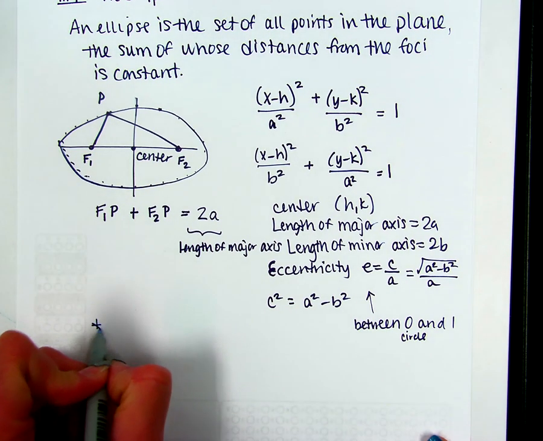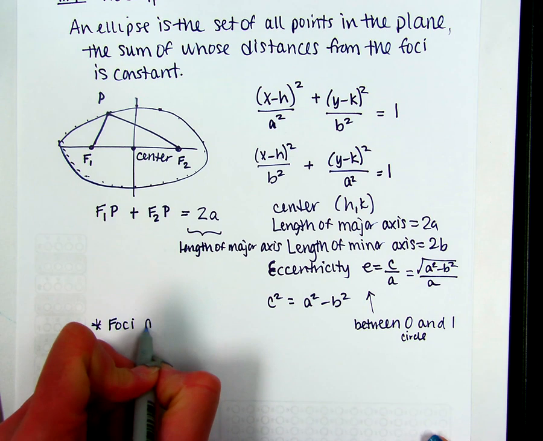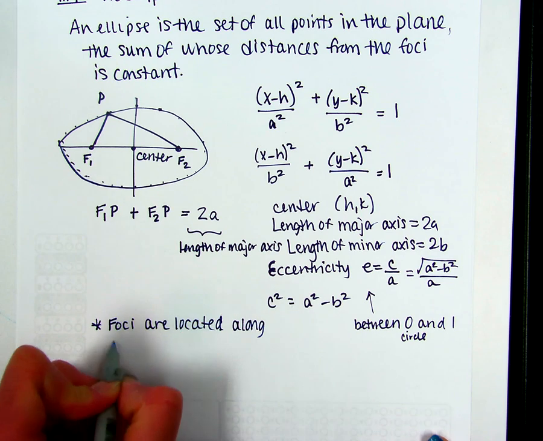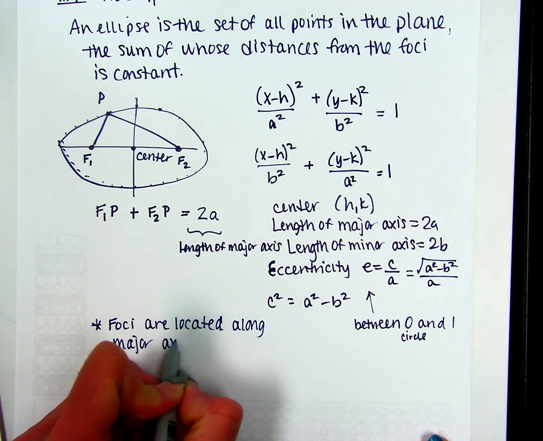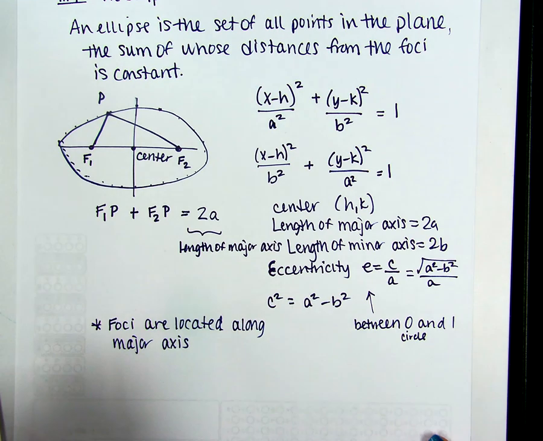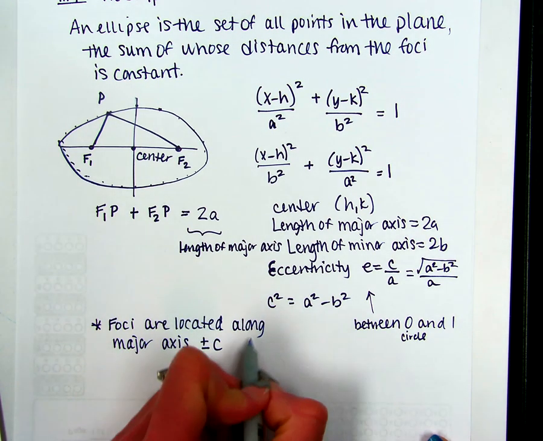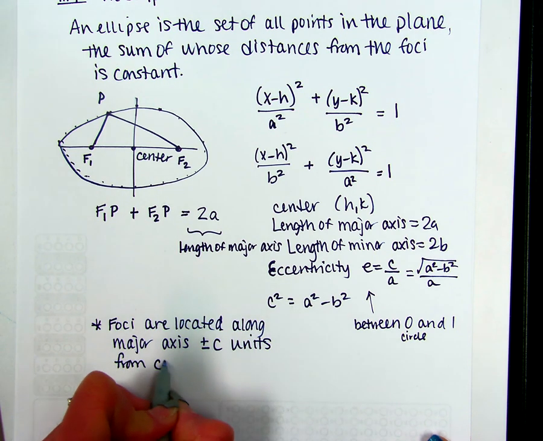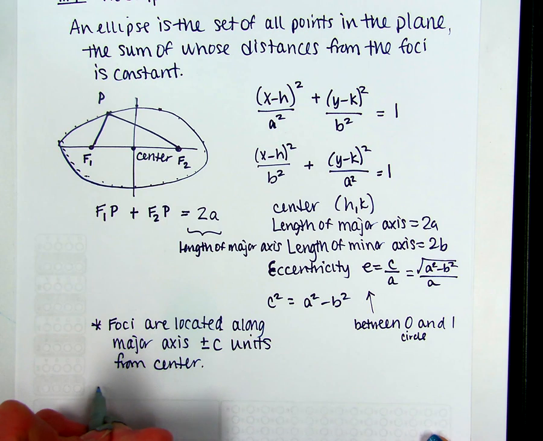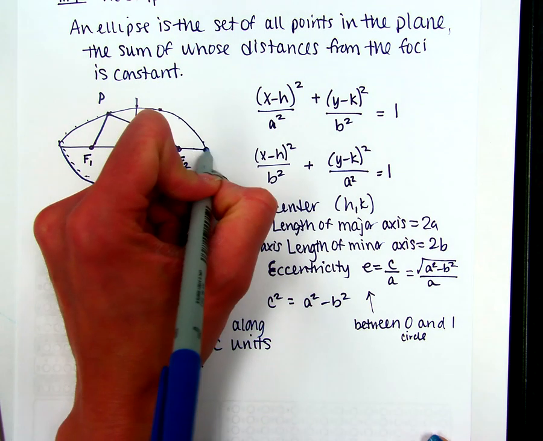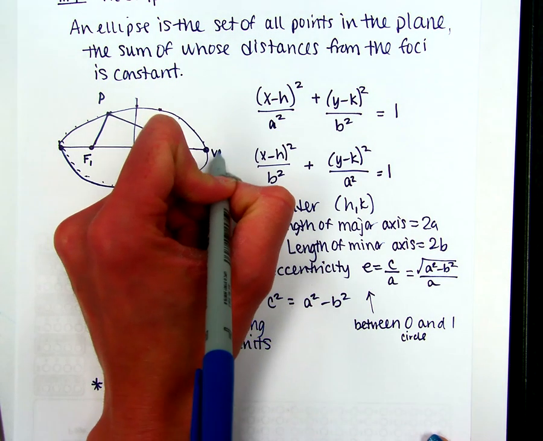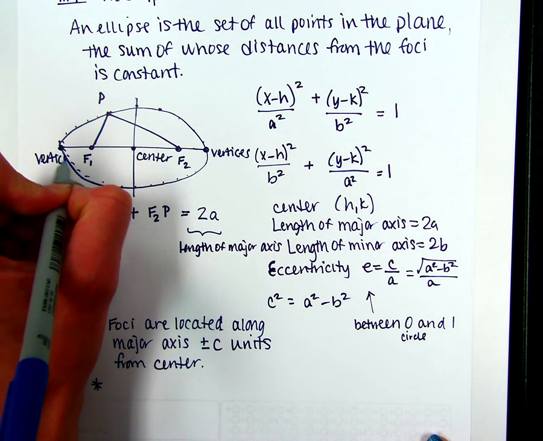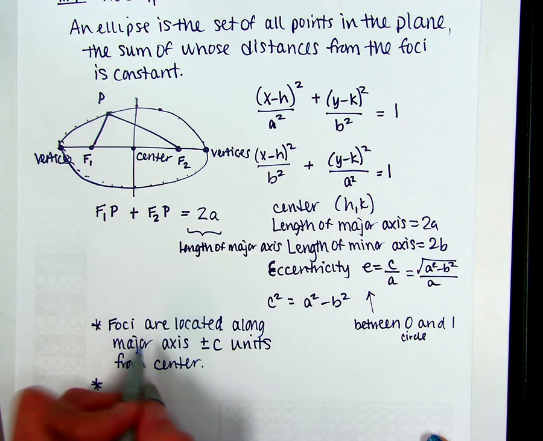All right, so a couple other things. The foci, there's two of them, are located along the major axis. And this letter c, that's how far away they are from the center. So they're either going to be plus or minus c units from the center. All right, and another point that you need to know are the endpoints of the major axis. These are called your vertices. Actually, this would be like vertex 1 and vertex 2.